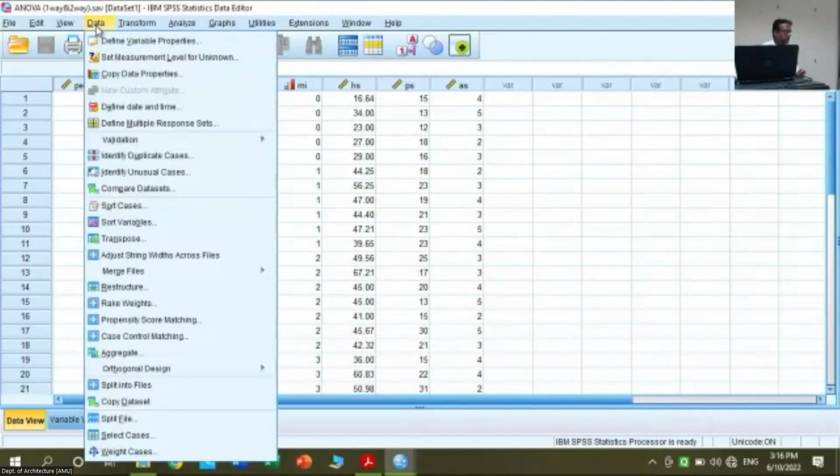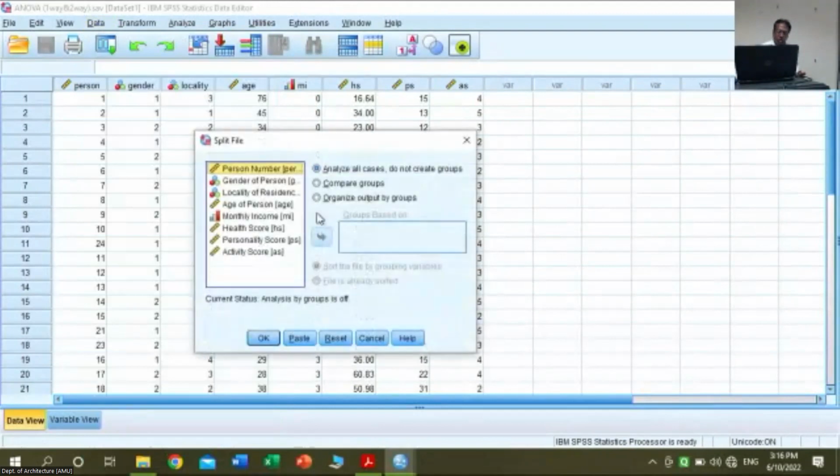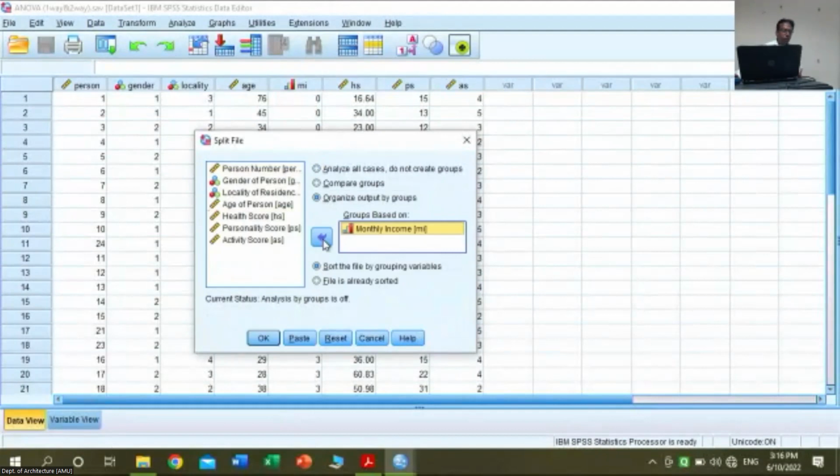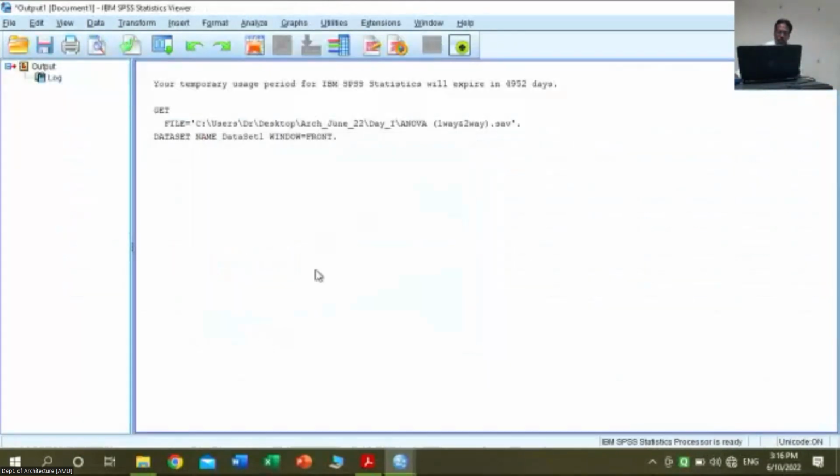Press Select Data, and this option, Split File. We want to split this data file on the basis of income group. So we'll select monthly income here and Organize output by groups, move this into this box, and then OK. Now we'll check the normality of all the 4 income groups.